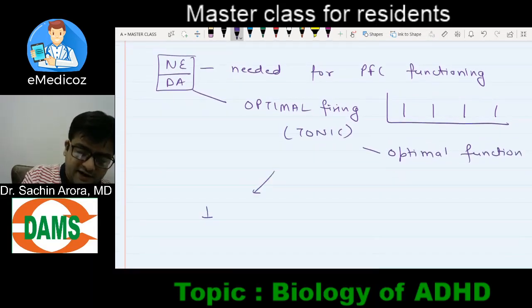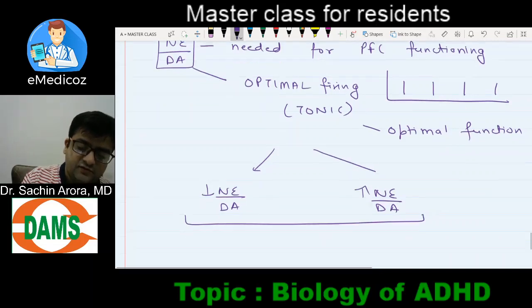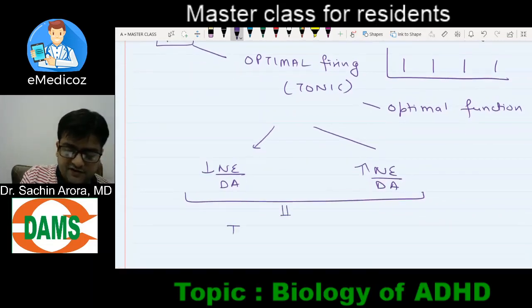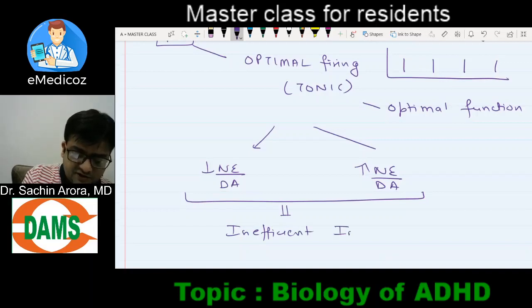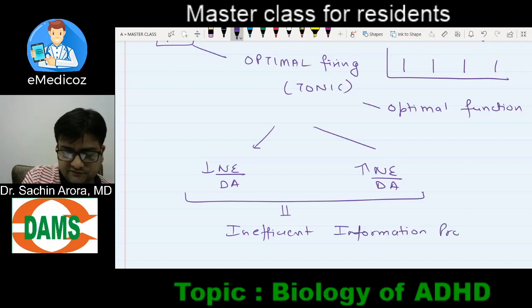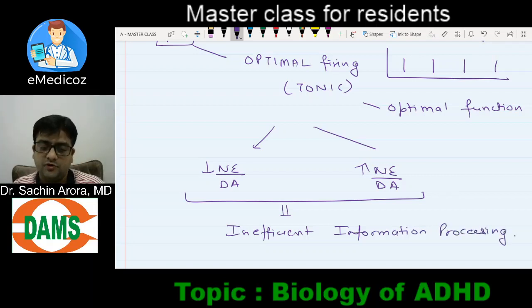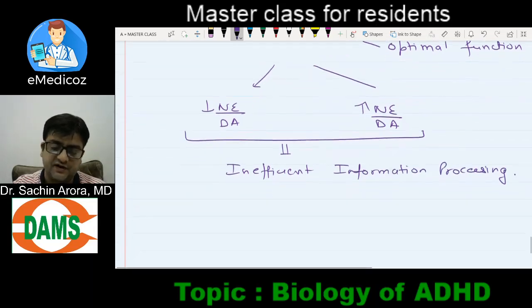Both decrease of norepinephrine dopamine and increase of norepinephrine dopamine lead to inefficient information processing. Both of these lead to inefficient information processing.